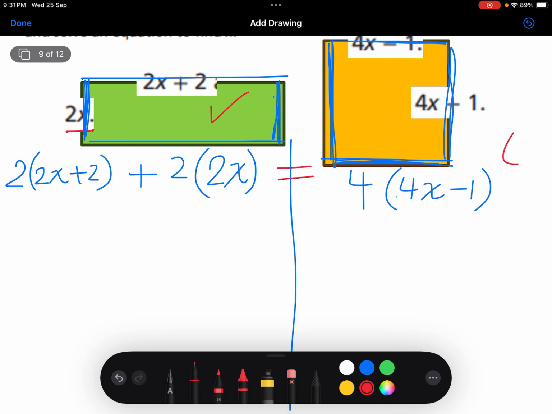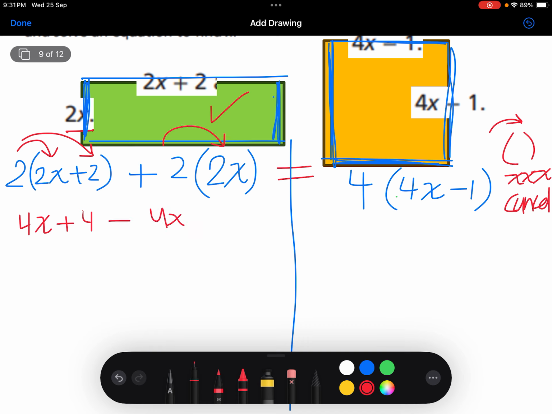Again, if you have parentheses, distribute. If you have many variables, combine, then you can cancel out the terms. Let's distribute. 2 times 2x is 4x. 2 times 2 is positive 4. Then here, 2 times 2x is 4x, positive, don't forget, equals 2. I'm done with this side. The other side, distribute. 4 times 4x is 16x. 4 times negative 1 is negative 4. I finished all the distribution I have to do.